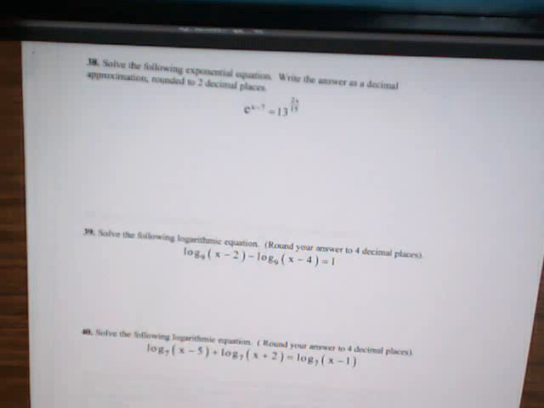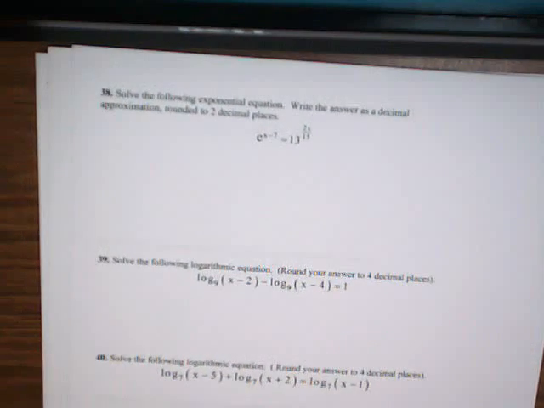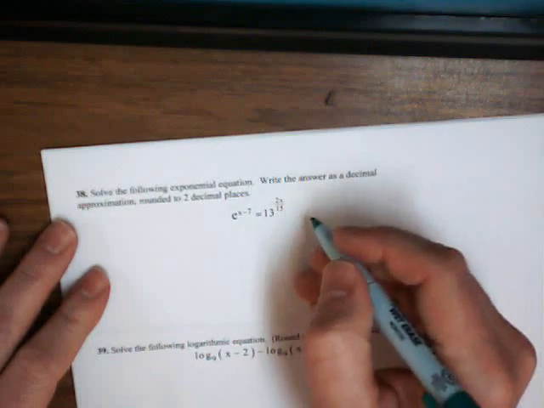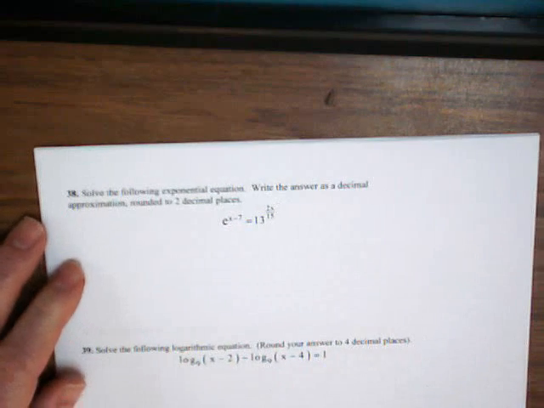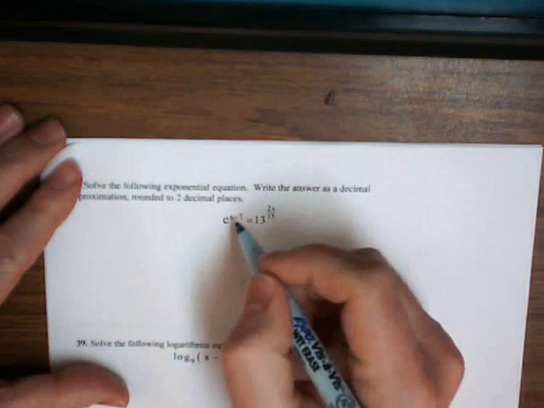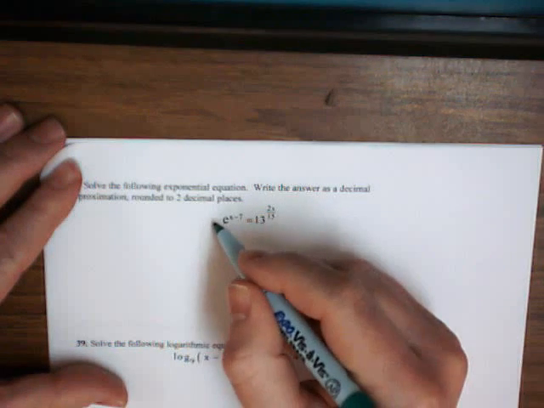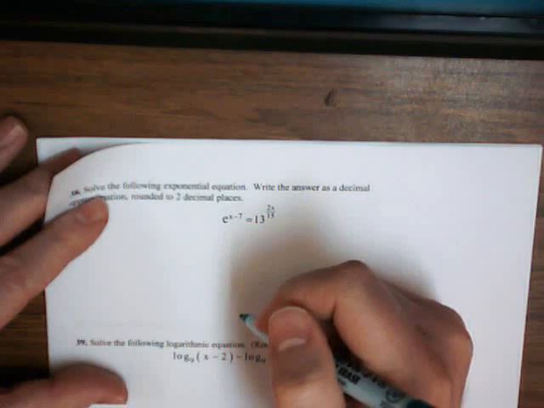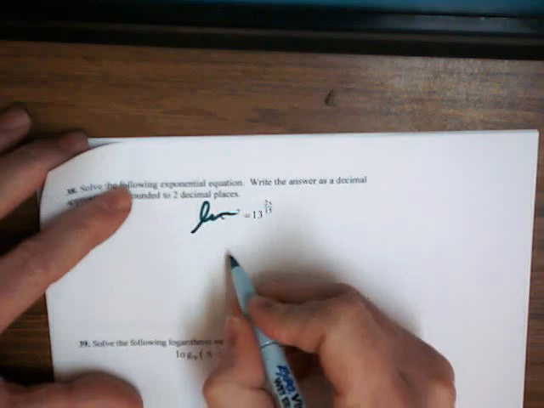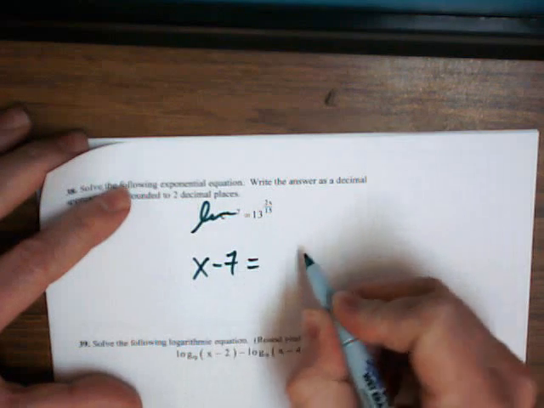Do you want to go ahead and do the rest of them, or do you want to have any specific questions besides 38, 39, 40, 41? What would you do on 38 here? Yeah, do an ln on both sides because it kills off the e. So you get x minus 7.